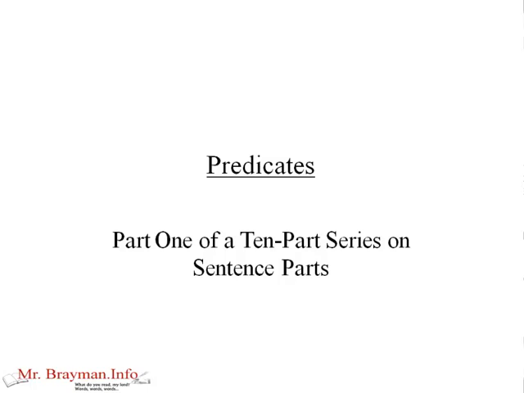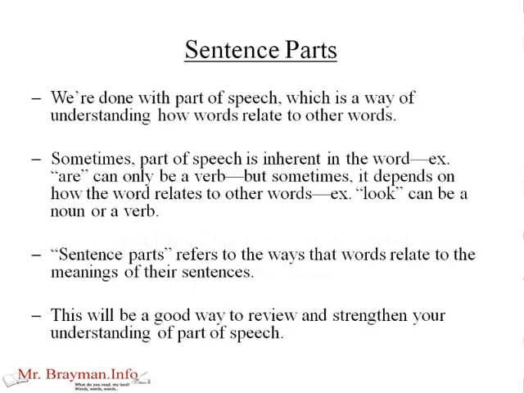All right, so this lesson is on predicates, and this is the first part of a series on sentence parts. So we're done with part of speech, which is a way of understanding how words relate to other words. And this can be difficult because sometimes part of speech is inherent in the word. For example, are can only be a verb, but sometimes it depends on how the word relates to other words. For example, look can be a noun or a verb, right? I can look at a painting, or I can get some new clothes to improve my look. And so the part of speech for the word depends on what it's doing.